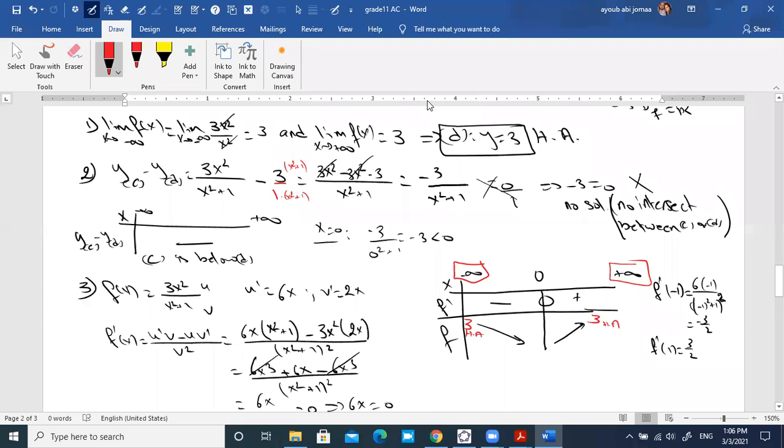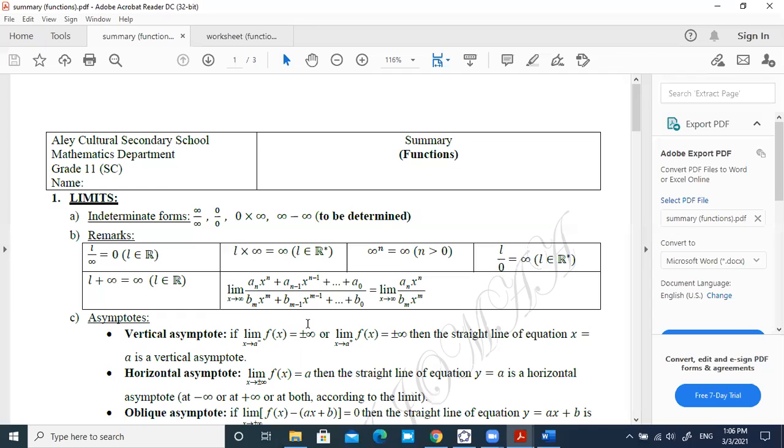Horizontal asymptote: if the limit at infinity, meaning we are talking about infinity, is equal to a number, then y equal to this number is a horizontal asymptote at infinity.